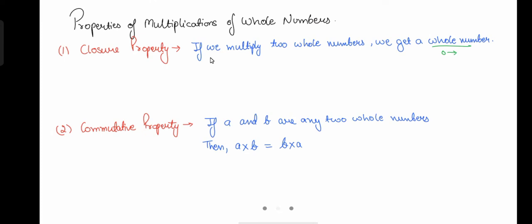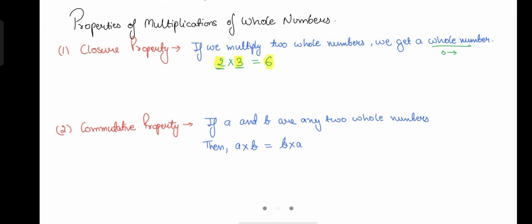So if we multiply two whole numbers, let's say 2 multiplied by 3, my 2 is a whole number, my 3 is a whole number, because both of them are positive and they are actually whole numbers. So what will my answer come out to be? My answer will be 6. Now in this case, what we have to note is that 2 is a whole number, 3 is also a whole number, and the answer which is coming out is also a whole number.